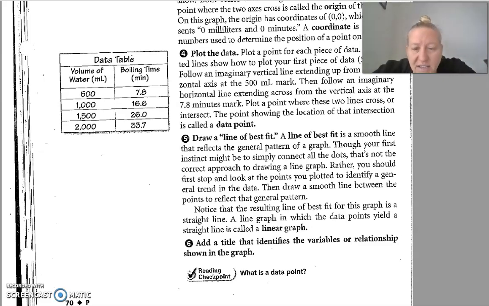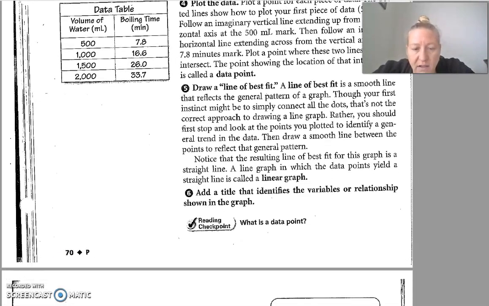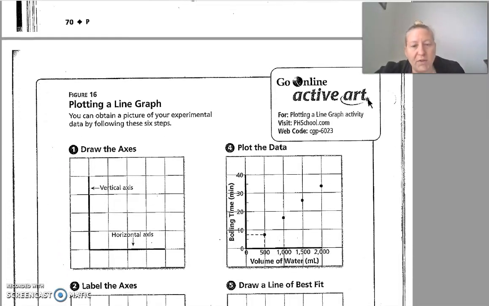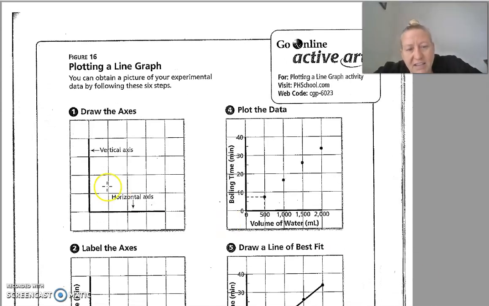Six, add a title to identify the variables or relationship in the graph. Okay, you can see in this one the horizontal and vertical axes.